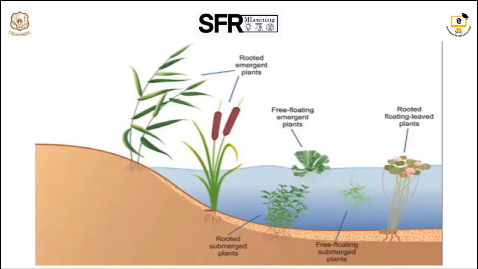This picture indicates the pond ecosystem. Here you can clearly see the free floating, submerged, rooted submerged, rooted floating and rooted emergent hydrophytes. And this is the lotus, and this is Victoria regia, the largest of these plants.